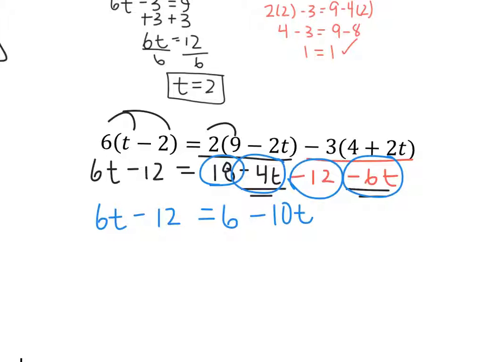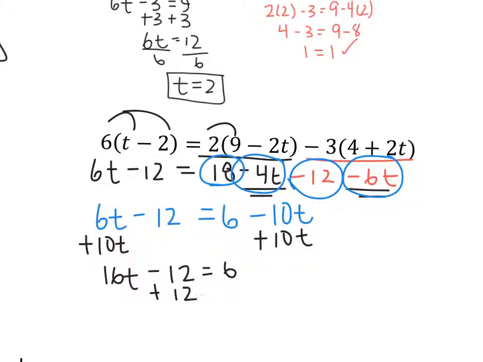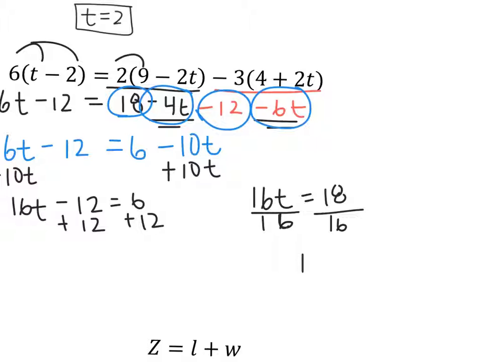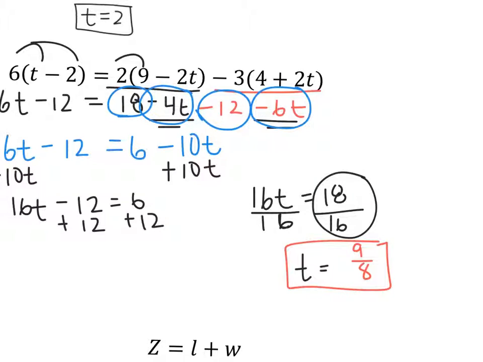So I'm going to add the 10t to get my t's together. So I'm going to have 16t minus 12 equals 6. And then add 12 to each side. So 16t equals 18. And then dividing by 16 gives me t equals 18/16. Well, this is a fraction, so I'm going to reduce it by dividing the top and the bottom by 2, so it's 9/8. Okay, and then you can check it.